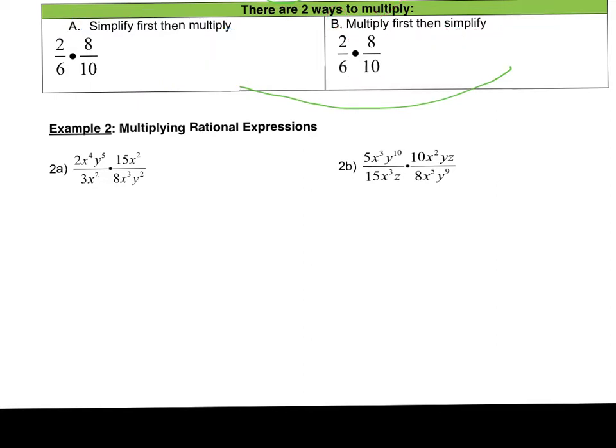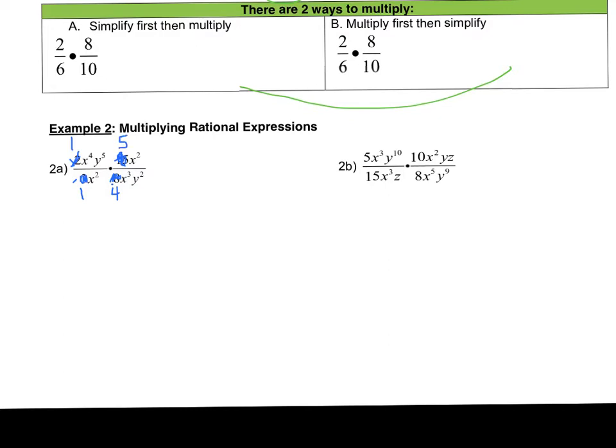Now for 2a. Let's look at all these numbers and letters, and we're going to start simplifying as much as we possibly can. I can't simplify 2 over 3 or 15 over 8, but what I can do is simplify this 2 and this 8. So that's going to become 1, and that one will become 4. This way kind of drives some people nuts, but some people like simplifying it first. I know I can simplify the 3 and the 15. The 3 I can divide by 3, and that becomes a 1. And 15 divided by 3 becomes 5.